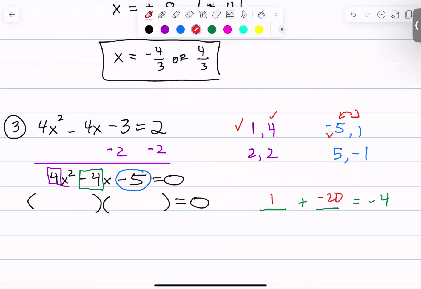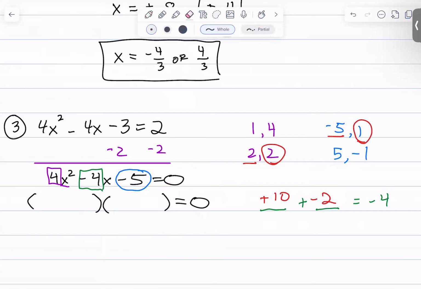So you're going to go through this process and find out that this does not work. Then if you use 2, 2 times negative 5 is negative 10. 2 times 1 is positive 2. That does not work either. Even though I put a negative here and a positive here, it doesn't work because the difference would be 8. I need a negative 4. So factoring does not work. We tried factoring. It doesn't work.